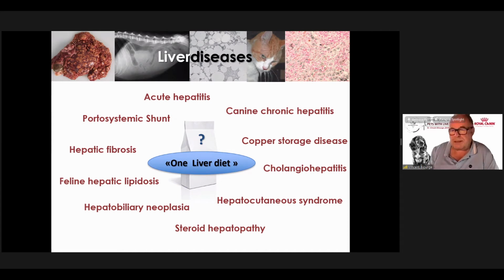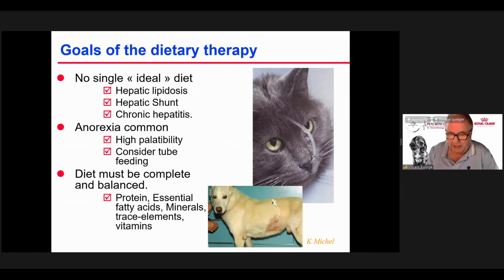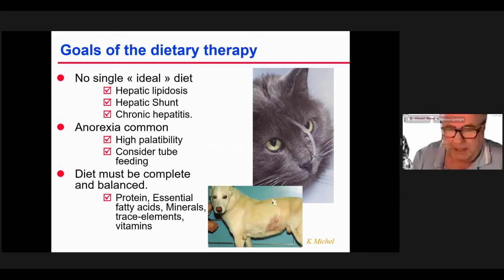So as an example, hepatic lipidosis, which is a common disease, the most common liver disease in cats, does not do well if you feed those animals a diet that is moderate in protein, moderate in fat and low in copper, which is the composition of the common liver diet. What you need to give to those animals is rather a recovery diet. That is a diet that is high in protein, high in fat, and low in carbohydrates.